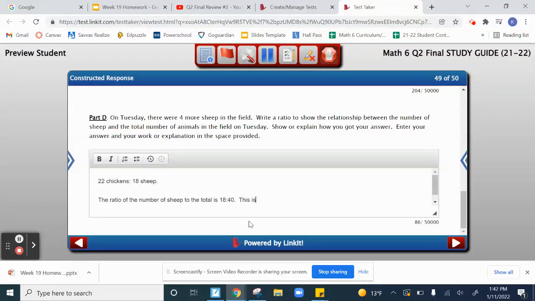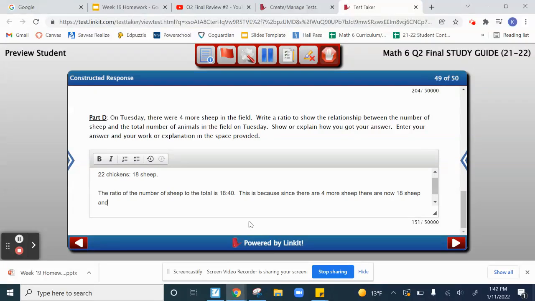This is because since there are 4 more sheep, there are now 18 sheep. And 18 sheep plus 22 chickens equals 40. Therefore, my response is 18 to 40. And notice this doesn't say to simplify or write it a certain way, so I can just leave it just like that. All right, so that is our first constructed response.